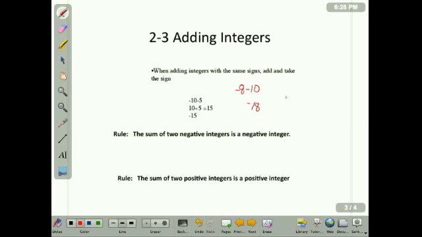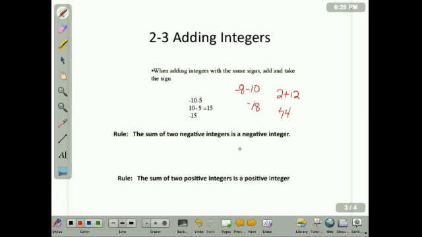Same thing applies if the two numbers are both positives. If I've got a 2 plus 12, 2 plus 12 is 14, and the sign is positive. So, in short, the rule is that if you're adding two negative integers, your integer is going to just be a larger integer.